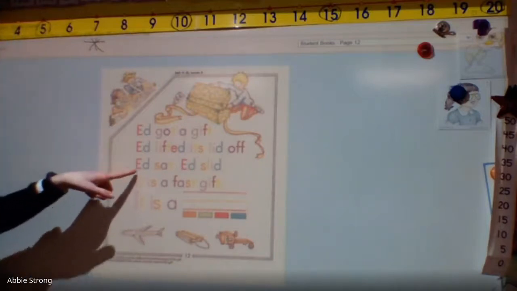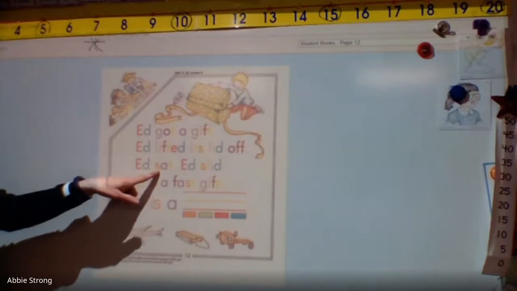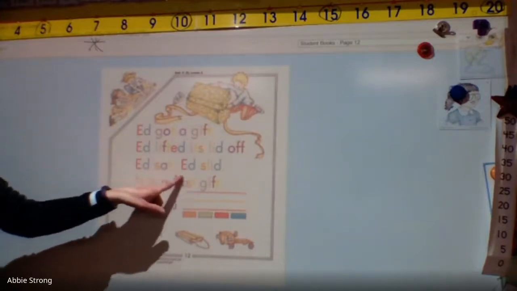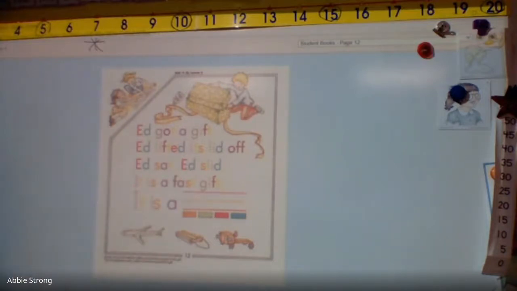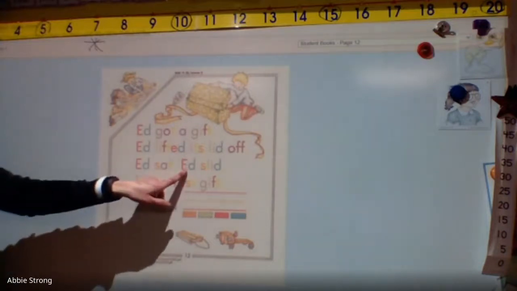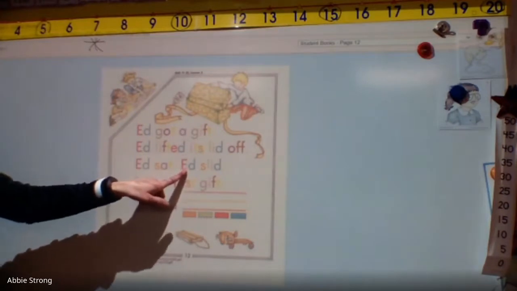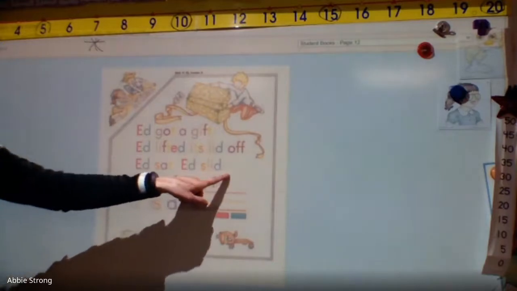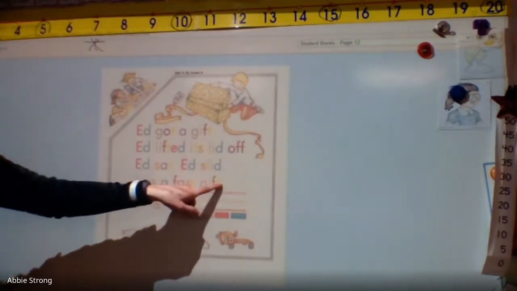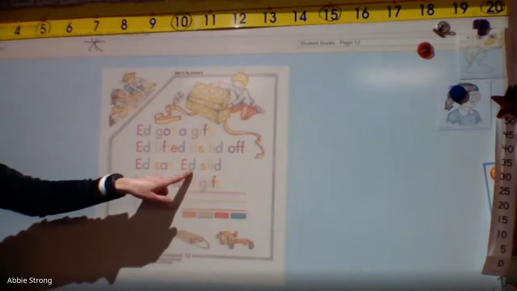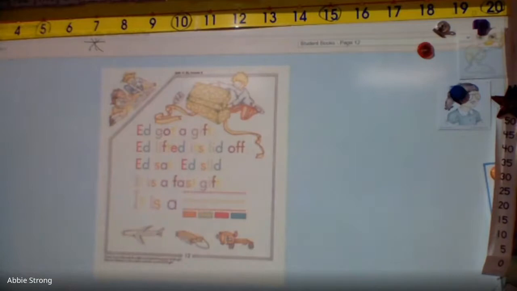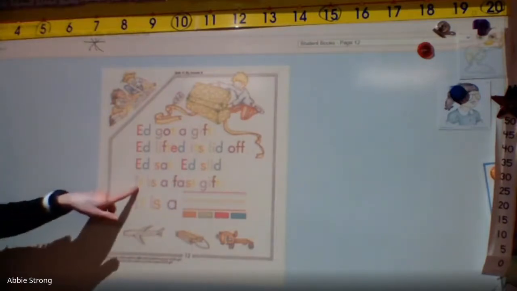Here we go. Ed at, sat, Ed sat. Okay, let's read the next sentence. Ready? Here we go. Ed slid. One more time. Ed slid. Huh. He sat and he slid. That doesn't make sense to me. We better keep reading.